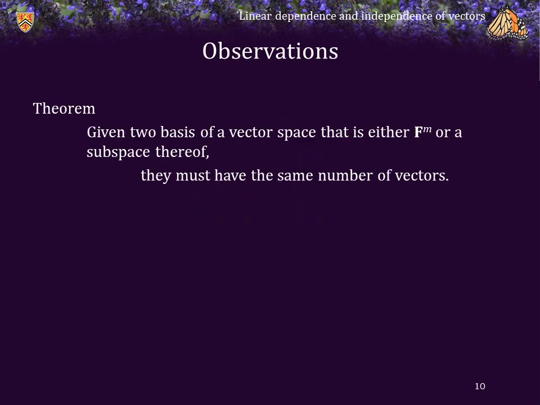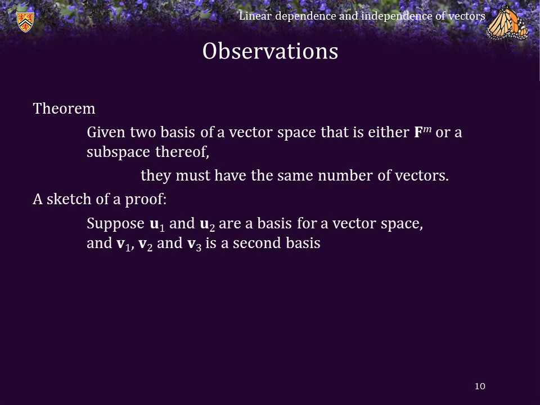Now, given two different bases of a vector space that is either all of F^m, where F is either the reals or the complex numbers, or a subspace thereof, then both of these bases must have the same number of vectors. Here's a sketch of the proof. Suppose u1 and u2 are a basis for a subspace of R^3, and simultaneously v1, v2, and v3 are also a basis for that same subspace.